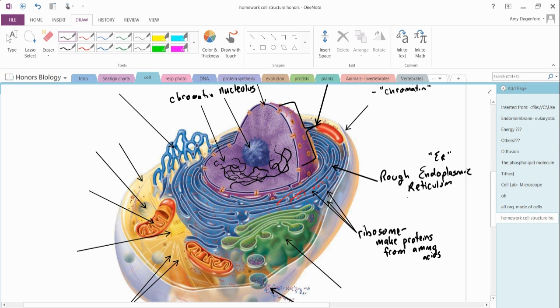Now it's called rough because under the microscope you see these little bumps, and the little bumps are the ribosomes. So the ribosomes are on the surface. And the other thing you need to understand is that the rough ER is going to take the proteins that the ribosomes make, and it's going to modify them. It's going to modify the proteins.